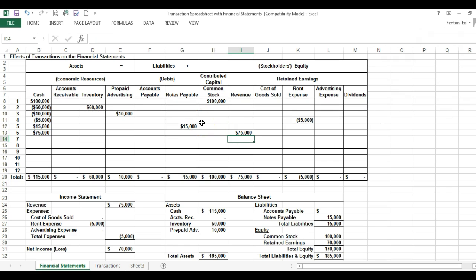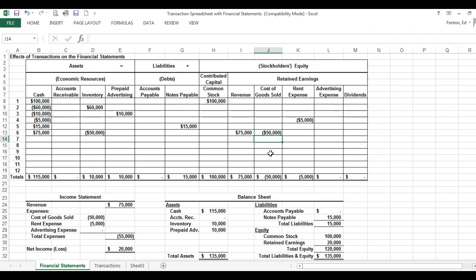The sale is, of course, revenue. 75 is entered. But the inventory we sold cost $50,000. So we need to show the fact that inventory has now gone out the door with a negative 50, and we record that as cost of goods sold. So the cost of goods sold account, as you know, is the inventory that we've sold. So a negative 50 here.